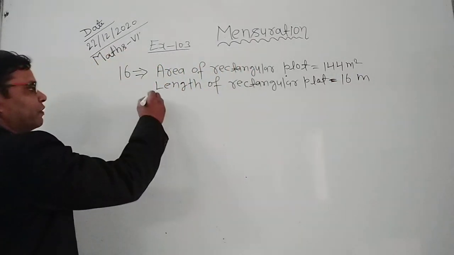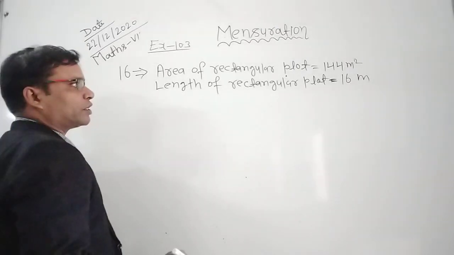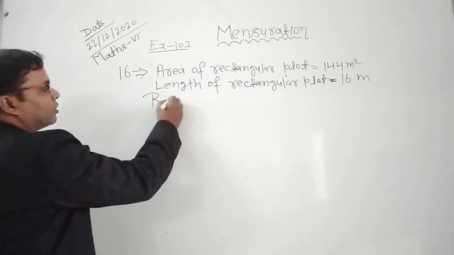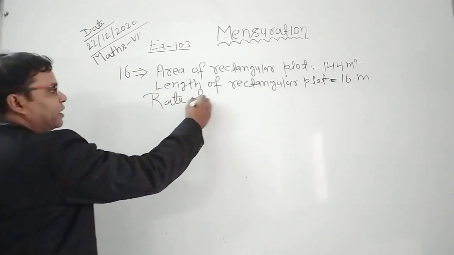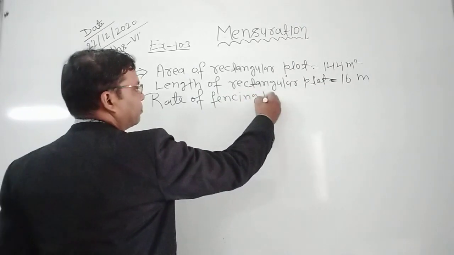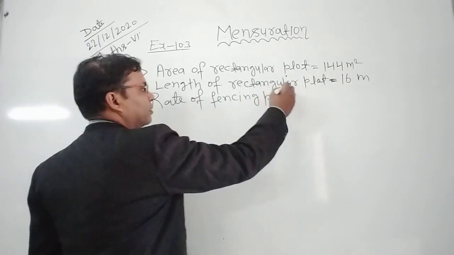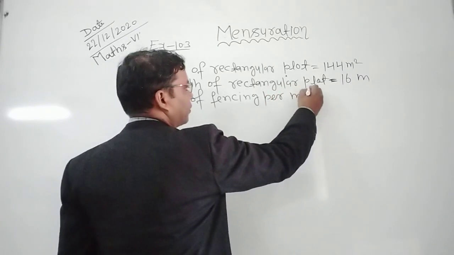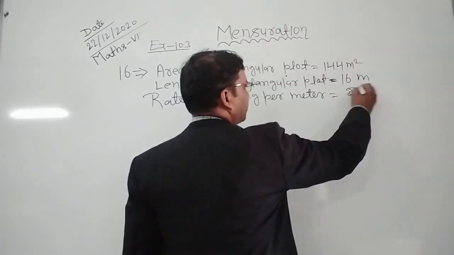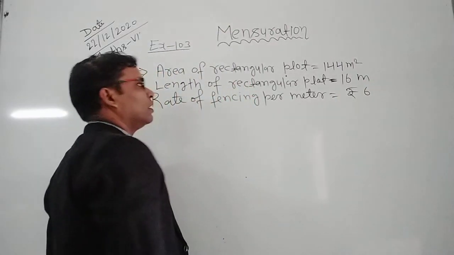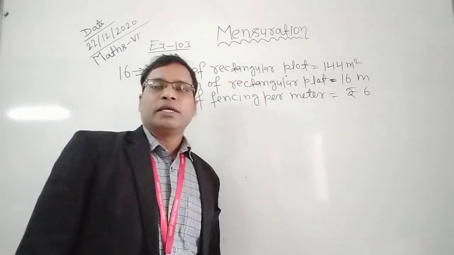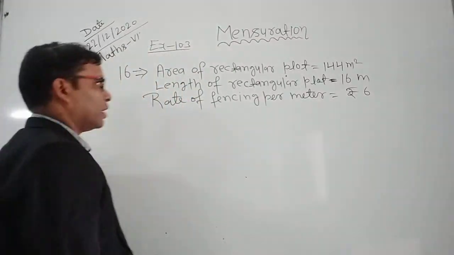So now we need to find first the breadth of the rectangular plot. Before it, the rate of fencing is given here. Fencing per meter is given here, rupees 6. Rate of fencing per meter is rupees 6. So first we find the breadth of the rectangular plot.